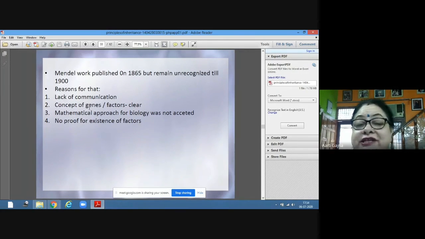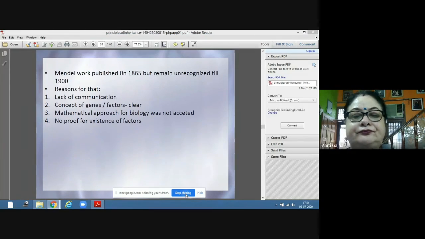The concept of genes and factors was not clear, because he said factors and somewhere else the work was going on with genes. And the mathematical approach for biology was not accepted, because it was the first time in biology when the mathematical approach was taken, and there was no proof for the existence of factors. So these were the reasons why the work of Mendel was not recognized till 1900. Clear? So this was all about dihybrid cross.